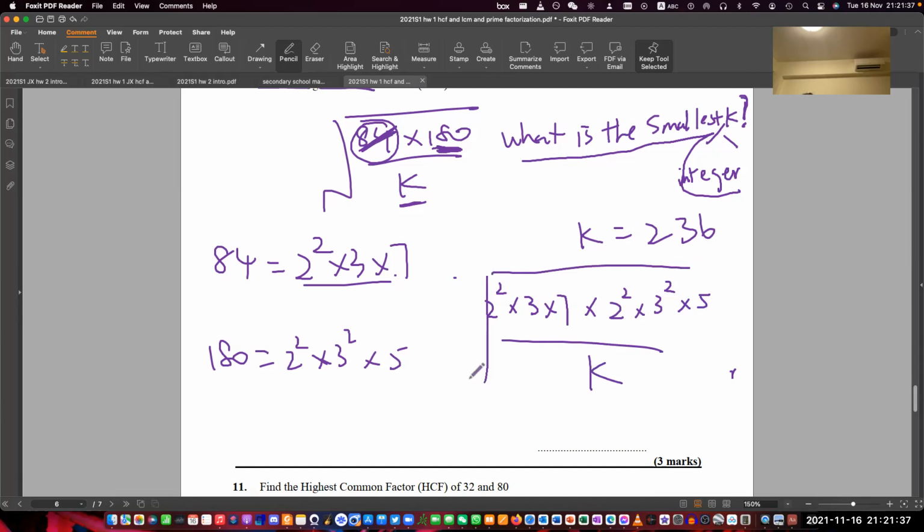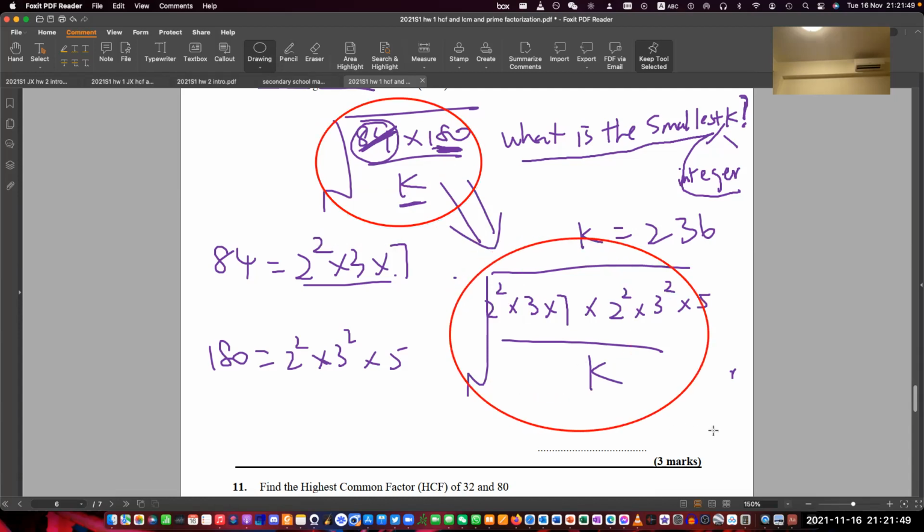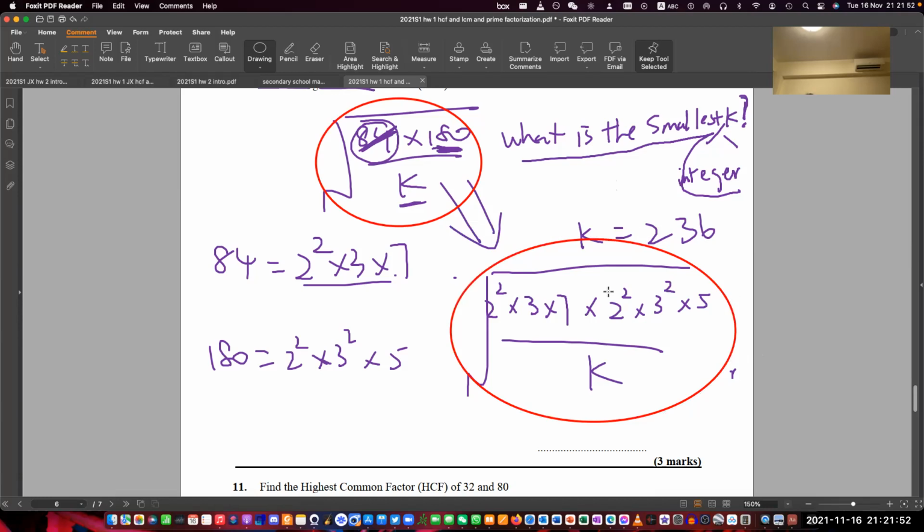In fact, I have transformed the question into this one. I have just used the prime factorization of 84, which is here, and I also used the prime factorization of 180. Basically, that's what I have done so far. So you need to do this step first. That's your step one. After this step, things are pretty easy. I'm going to show you why it's pretty easy from here onwards.